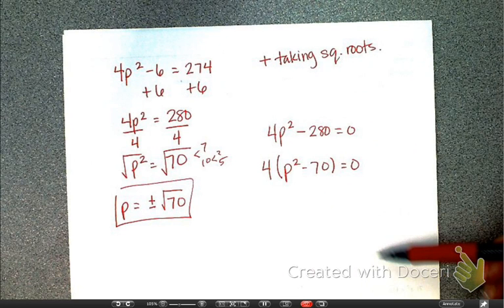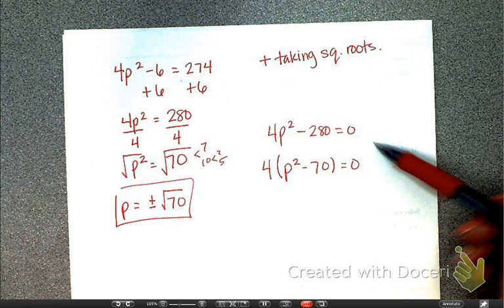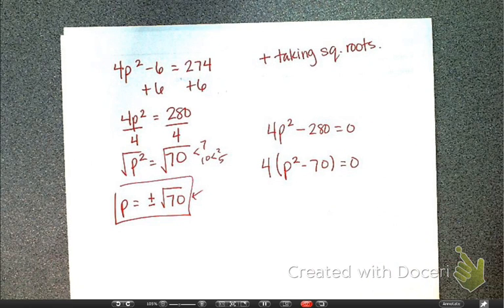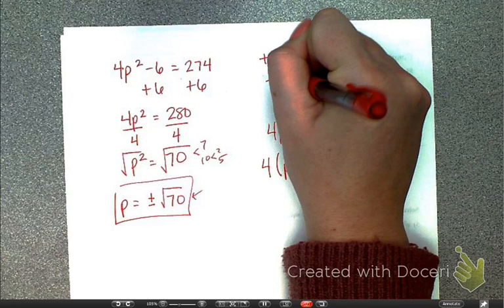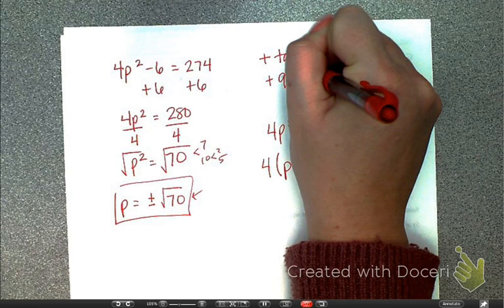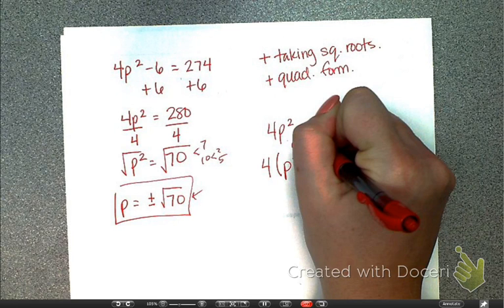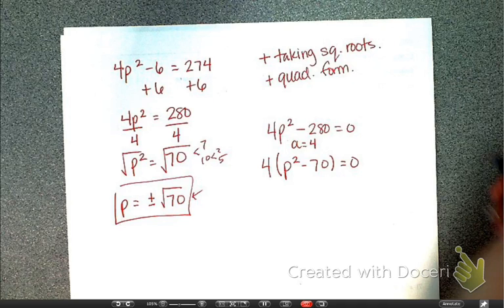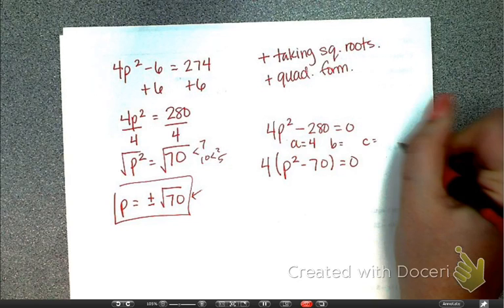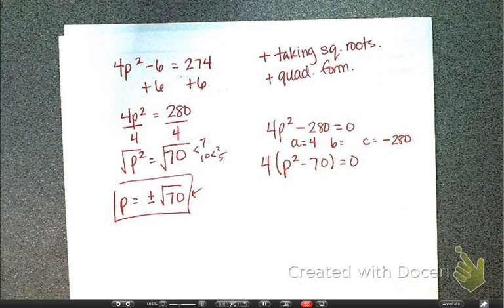When you get an answer that has a radical, you're either going to use the quadratic formula or take square roots. So I could use the quadratic formula here. This would be my standard form. What would A be? What would B be? What would C be? Negative 280. Do you see a 1B or a 1P there? So what would B be? 0. If that middle term doesn't exist, B is 0. So you can use the quadratic formula, but taking square roots is definitely the easiest for that problem.